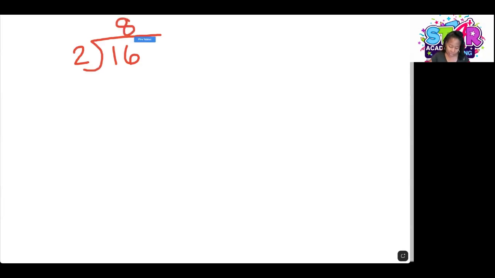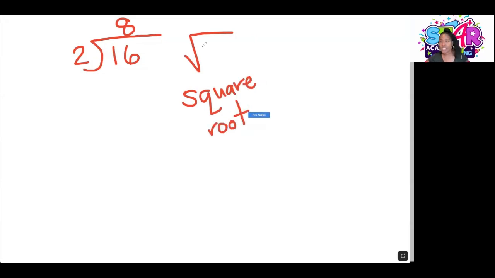But what happens when the symbol looks something like this? Kind of looks similar, doesn't it? But guess what, guys? It does not mean the same thing. This symbol right here is actually called a square root symbol. So make sure you are taking notes with me, okay? This is the square root symbol.